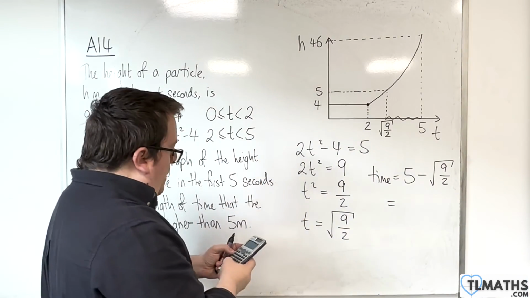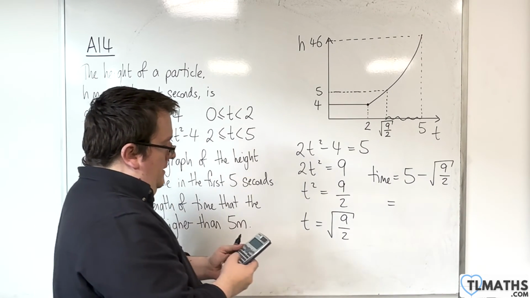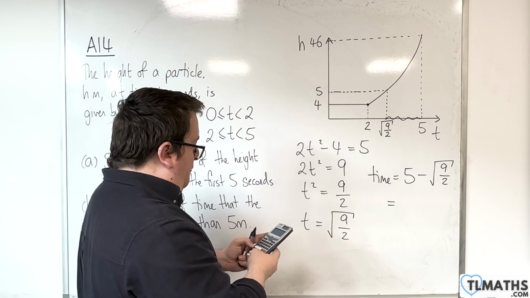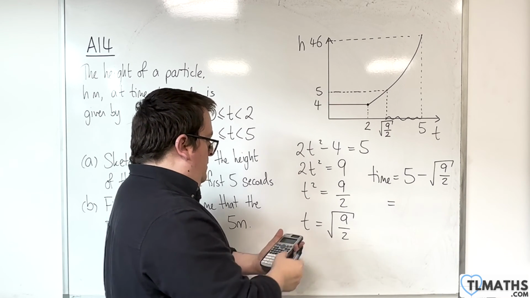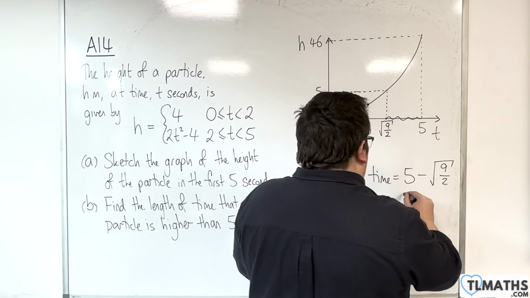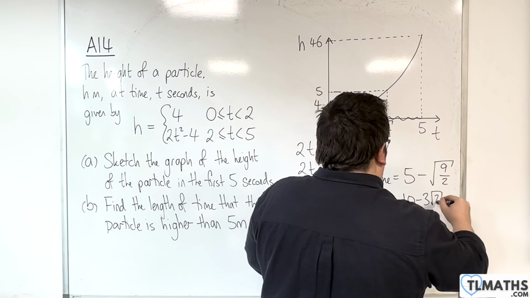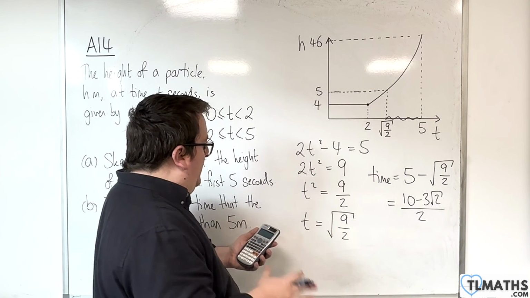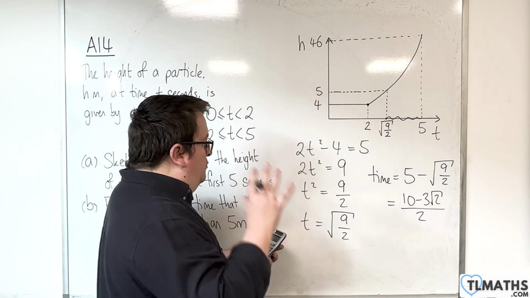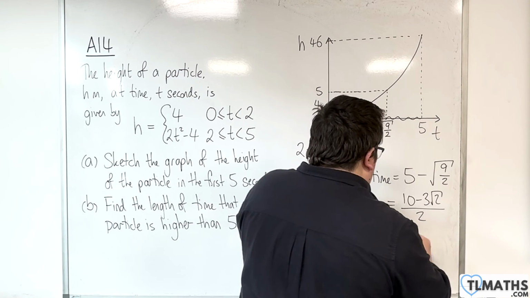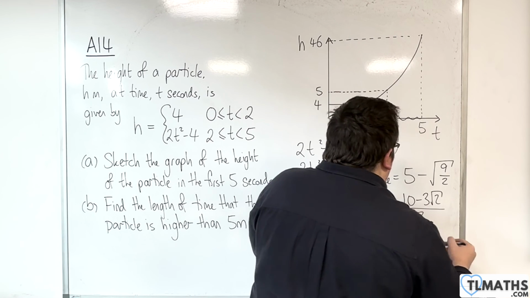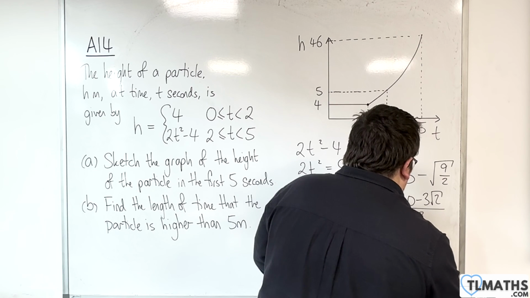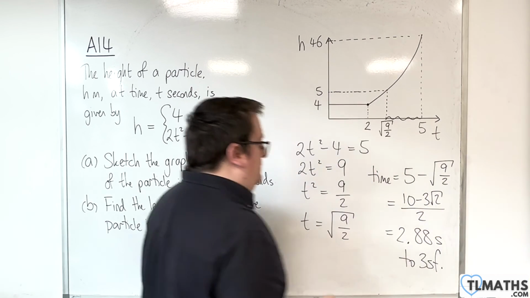The square root of 9 halves is 2.1213. So if I subtract that from 5, we get an exact answer. The calculator is giving me 10 take away 3 root 2 over 2. Let's put that as a decimal. So that's 2.87867. So to 3 significant figures, that would be 2.88, and we're in time, so that's in seconds, to 3 significant figures. And we're done.